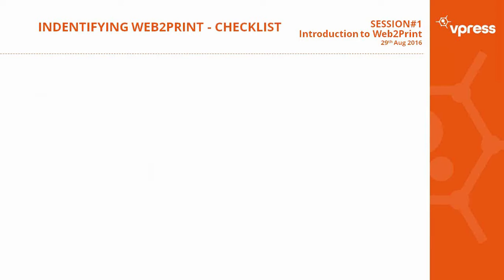So, identifying Web2Print by way of a checklist. This is a list that we've put together with the years of experience that we've got of what to look for when identifying a Web2Print solution. Looking at a product, is it direct or reseller? It's like buying anything. Are you going to buy it directly from source, from the people who make it and support it? Or are you going to buy it from a reseller who is passing it on from someone else?